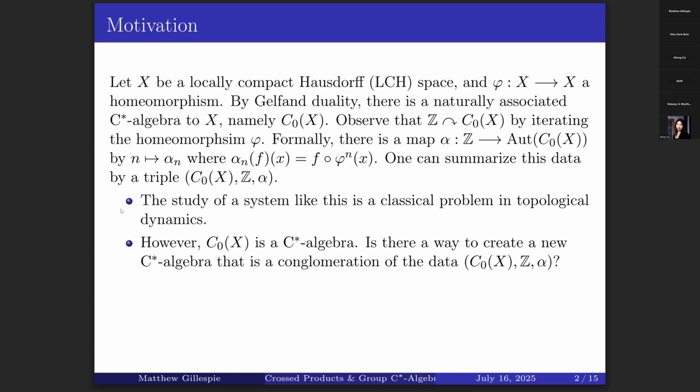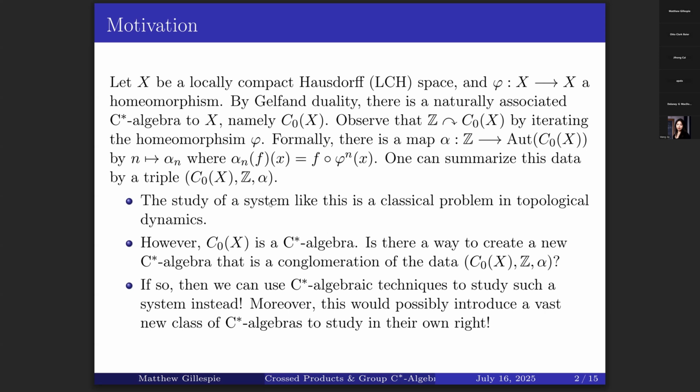As I said, C0 of X is a C-star algebra, and we're talking about C-star algebras. So the question is: is there some clever way to define a new C-star algebra that will conglomerate all of the data here? I have my C-star algebra C0 of X, the group of integers, and the homomorphism alpha. Is there some way I can build a C-star algebra out of these three things that allows me to study this classical system using C-star algebraic techniques?